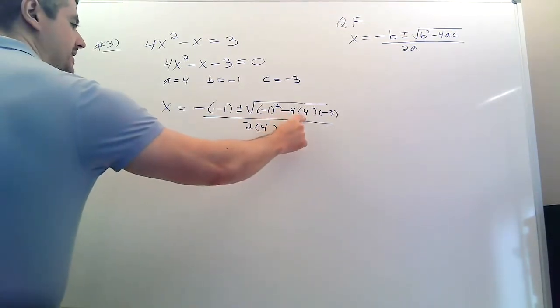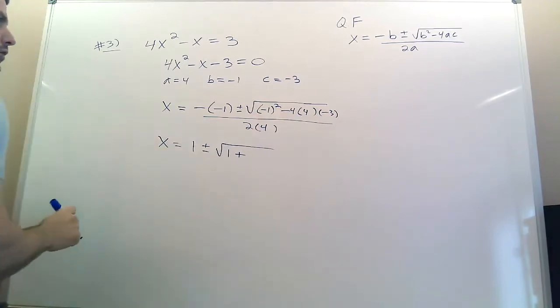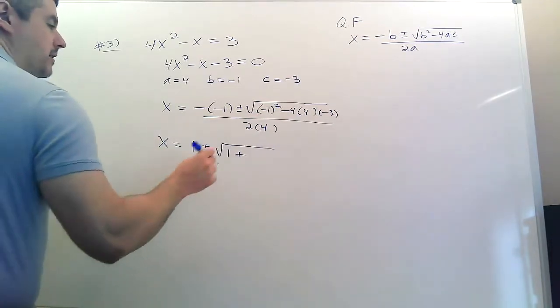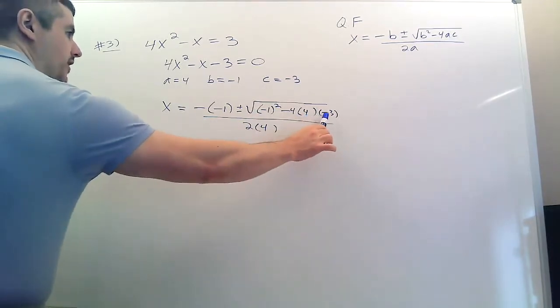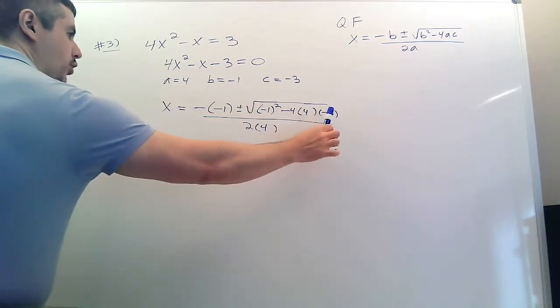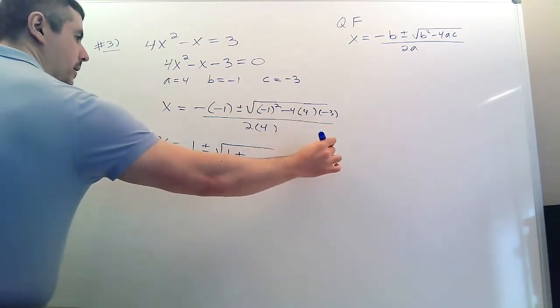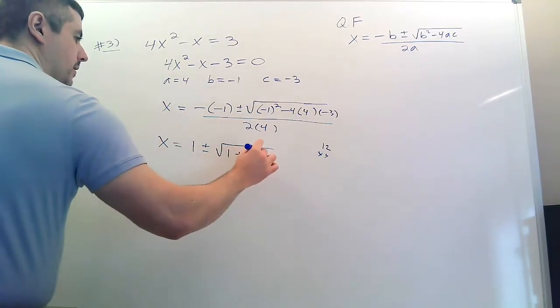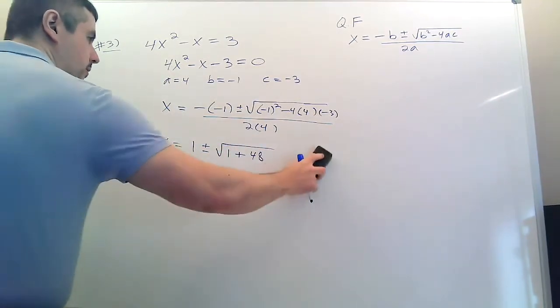4 times 4 is 16. 16 times 3 is 48. If you can't do that one, do 4 times 3 first. 4 times 3 is 12. 12 times 4, 48. Or you just cheat, use a calculator.